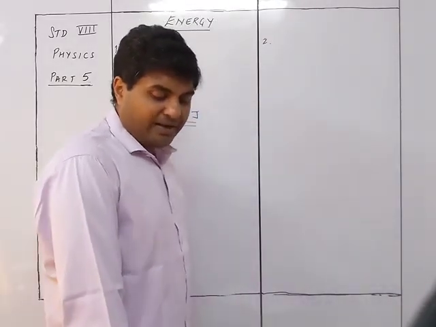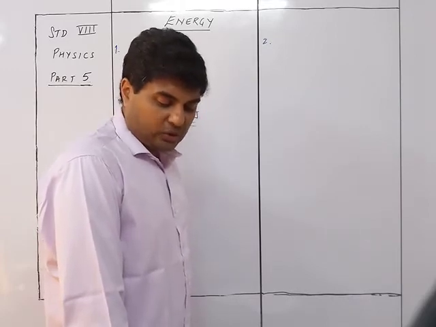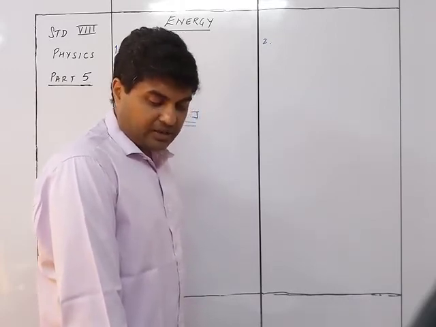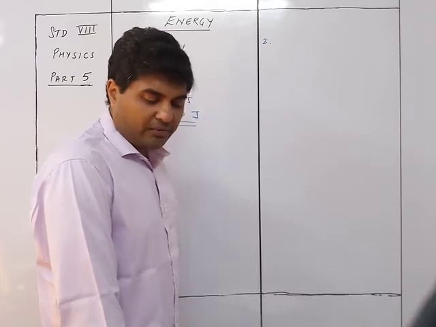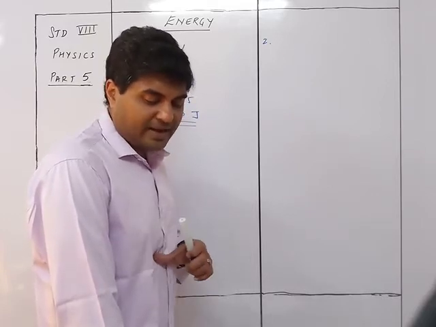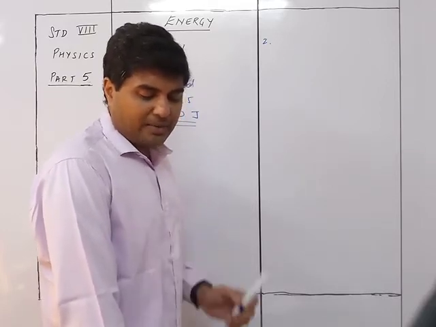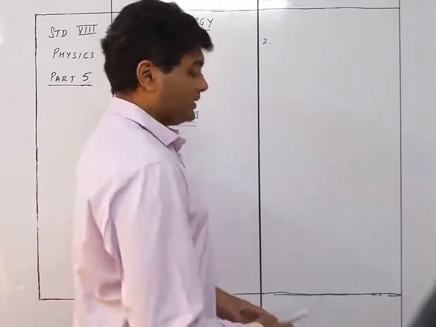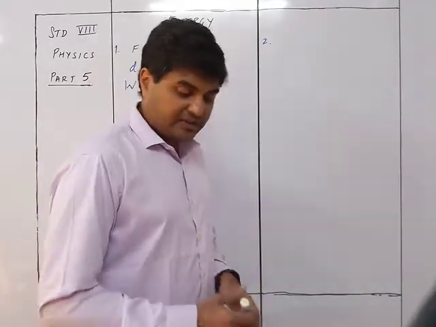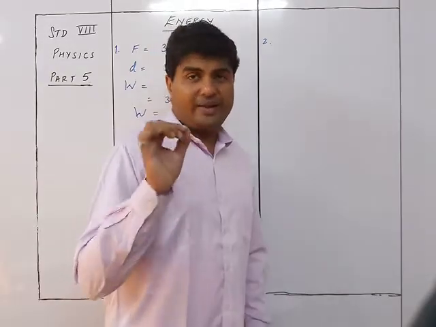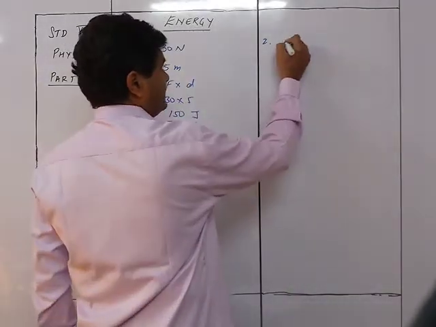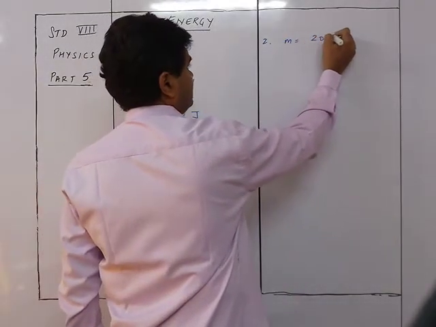Sum number 2. A man lifts a mass of 20 kg to a height of 2.5 meters. Assuming that the force of gravity for 1 kg mass is 10 Newton, find the work done by the man. So, what is given to us? Let's understand one by one what is given. First is, man lifts a mass of 20 kg. So, we are given the mass. So, mass is equal to 20 kg.